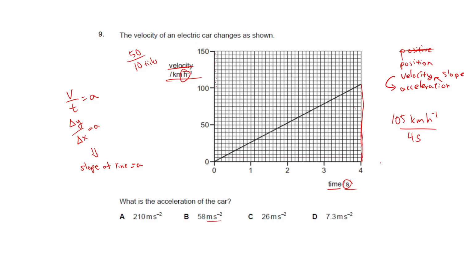So then move the hours to the bottom and then convert. And then you just plug into your calculator and you should get around 7.3 meters per second squared.